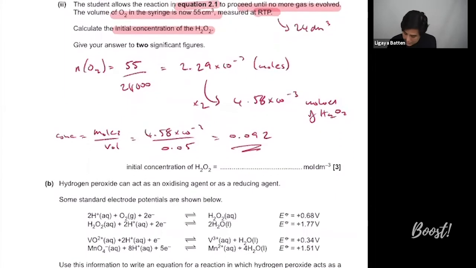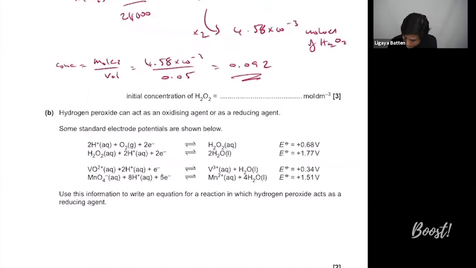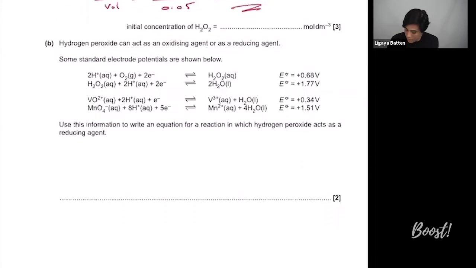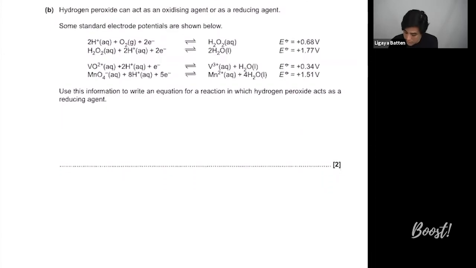Okay, the next one then is about electropotentials or redox reactions. So it's still on the same reaction, hydrogen peroxide, or similar anyway, saying it can act as an oxidizing agent or as a reducing agent. We've got some electropotentials here, and remember that electropotential is always given in the reduction form. So these are all reduction reactions.